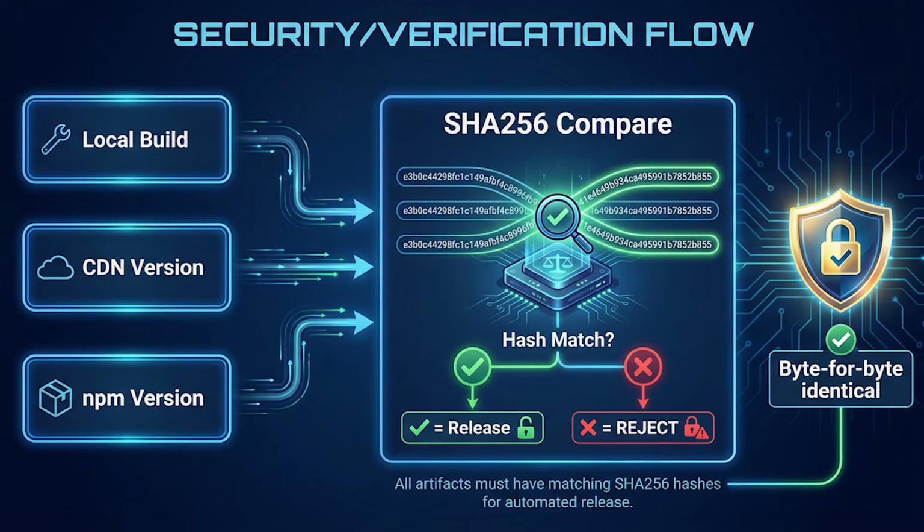And here's something wild about jQuery's release process. They have a verification script that builds jQuery locally, downloads the version from the CDN, downloads the version from npm, computes SHA-256 hashes, and compares them byte for byte. If anything differs, the release is rejected. This ensures what's on your CDN is exactly what was built and verified.